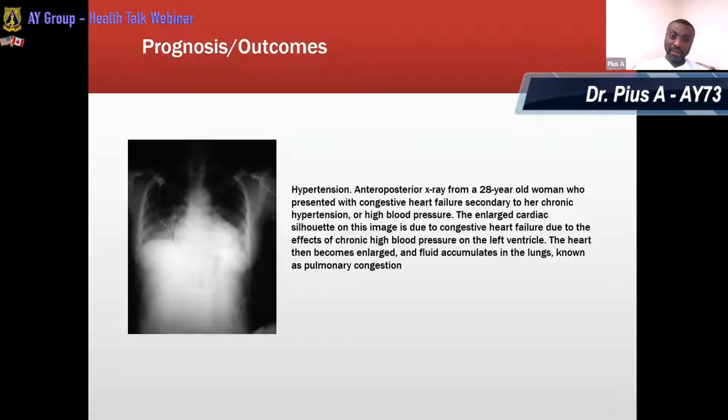I decided to share this picture of a chest x-ray, and you can see here it's a 28-year-old woman, and she has congestive heart failure secondary to chronic hypertension. The heart is very enlarged because it's been working overtime. I wish I had presented you a normal chest x-ray so you can see the difference between the two. But this one means that the heart is really enlarged. It's not able to pump fluid or blood out as it should. And because of that, you will have heart failure.